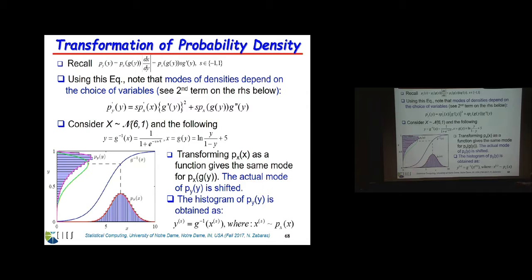Let's say we have a Gaussian, and I transform the variable x to a variable y through this function. This colored curve is basically transforming this distribution directly through the function y equals g minus 1 of x. And you notice the modes of the two distributions match. This other one is basically taking all the samples in the histogram of p of x and transforming those samples to a histogram of p of y. And you notice the modes of the two distributions don't match.